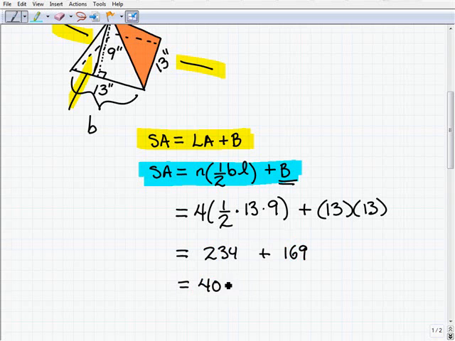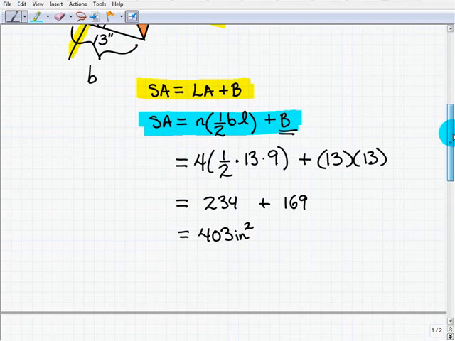Now, 403 what? Remember units of measure when we're talking about area and volume. The measurement here is in inches, so our area is going to be expressed in inches squared. That's the surface area of this square pyramid. Now, let's move on to our next problem.